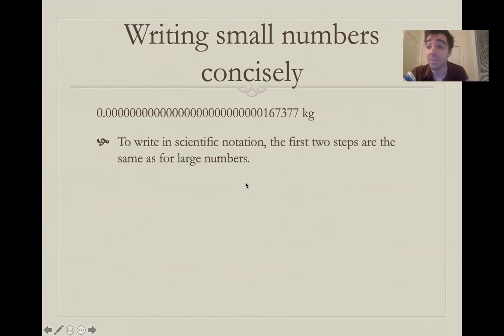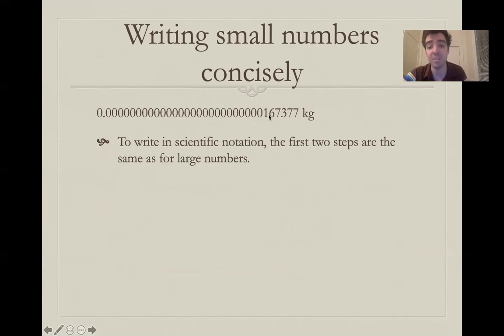So let's figure out how to put this very small number in scientific notation. Again, by small here, I mean very small in magnitude. So either positive and very close to 0 or negative and very close to 0. The first 2 steps are exactly the same.